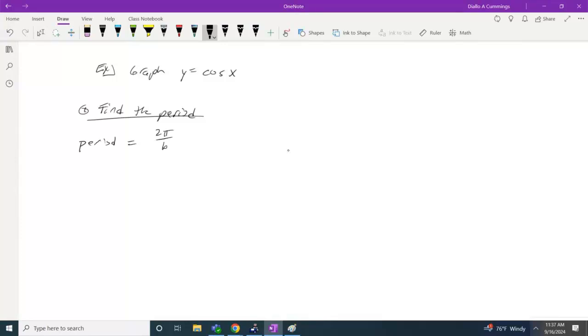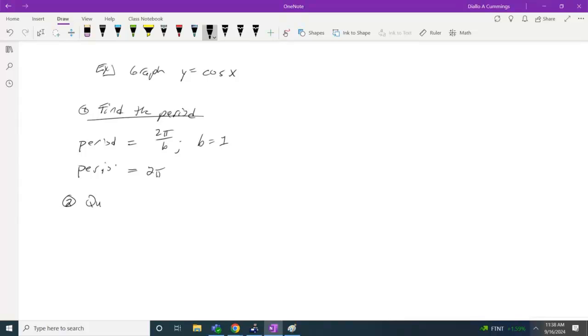So the period has a formula, which is 2 pi over b. Remember that b is the coefficient of x. So the coefficient of x is an understood 1. When I substitute in that understood 1, that gives us a period of 2 pi. All right. So the first step is always to find the period.